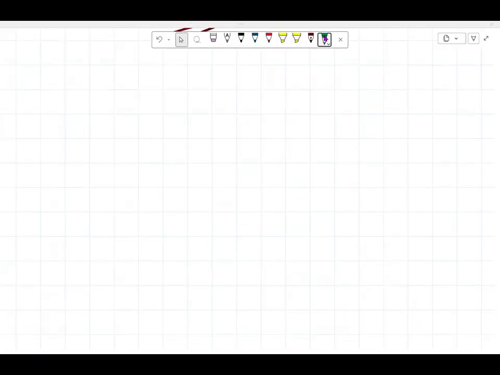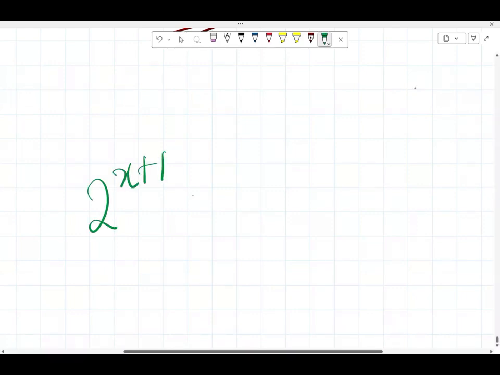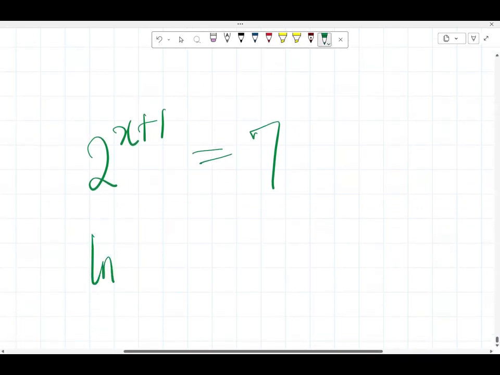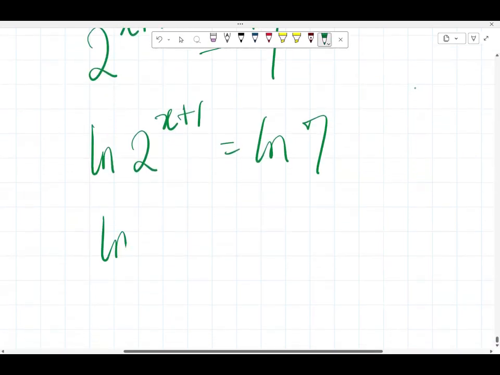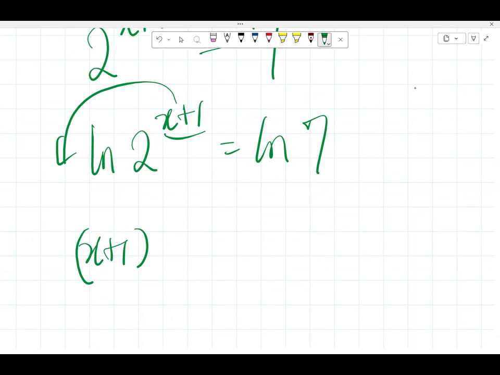2 raised to the power x plus 1 equals 7. Okay. So yeah, we take the natural logarithm. So we have ln of 2 to the x plus 1 equals ln 7. Okay, I'm using the power law now. So x plus 1 comes down here. Because it's together, you have to put it in a bracket so that you know they are together. If you just write x plus ln 2 alone, that would be wrong. So we have (x plus 1) ln 2 equals ln 7.